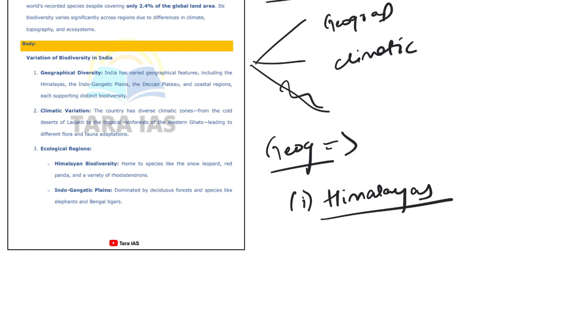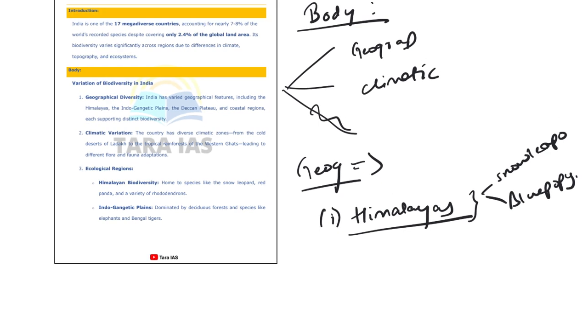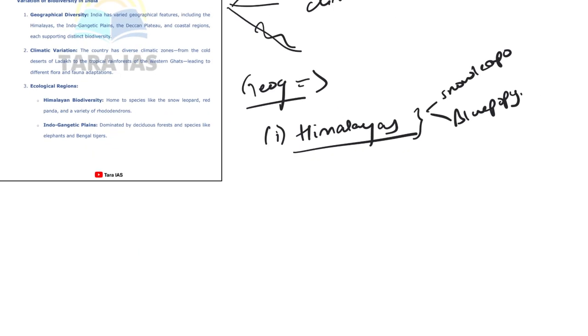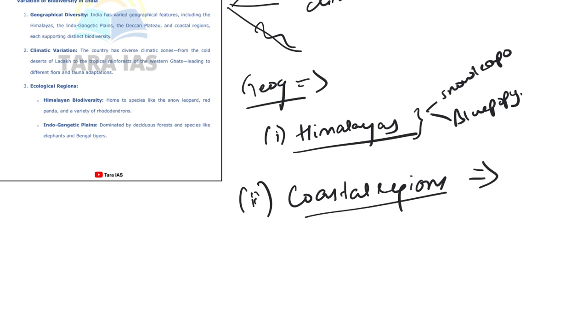You can give a few examples, like species such as the snow leopard and the blue poppy. These kinds of species are present in the Himalayas. Next, for the geographical divisions, let's consider coastal regions. Coastal regions are also abundant in biodiversity.